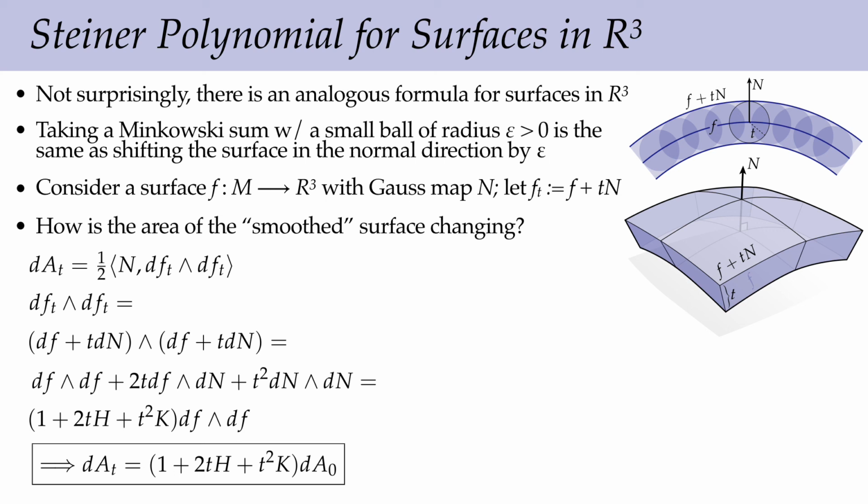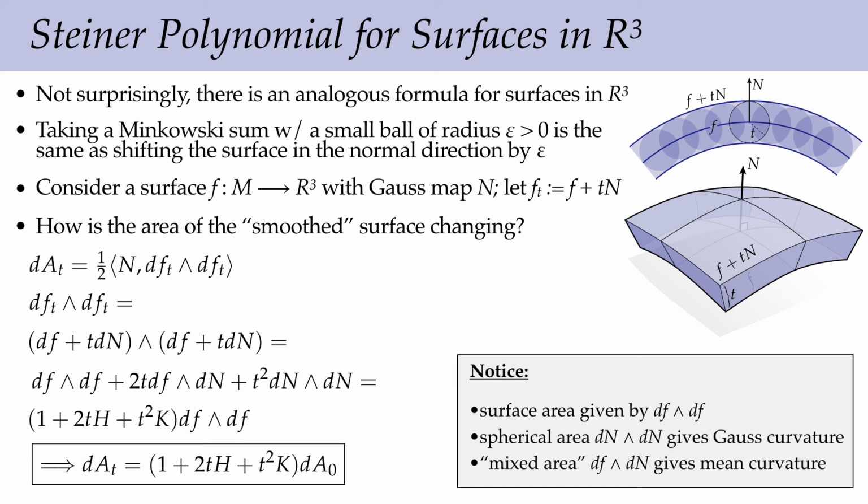Pretty cool. Right? Notice the surface area is given by df wedge df, the spherical area dn wedge dn gives the Gauss curvature, and when we mix together the surface area and the spherical area, we get the mean curvature. So that's another nice perspective on where these different curvatures are coming from. Why are there these basic quantities?